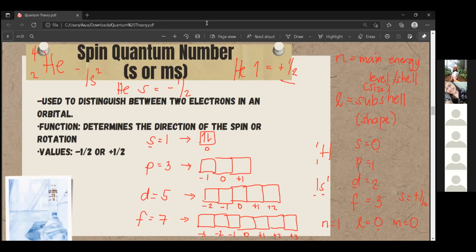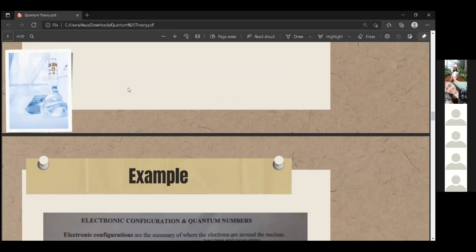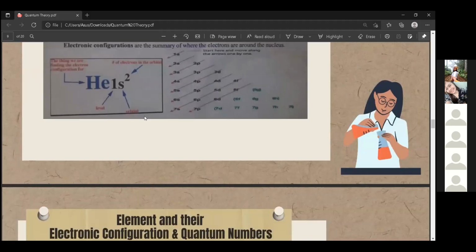Questions so far? Anything na hindi naintindihan for this? Again, location lang ito ng ating mga electrons, ha? Wait lang, let me delete the writings on the screen. Move this now.